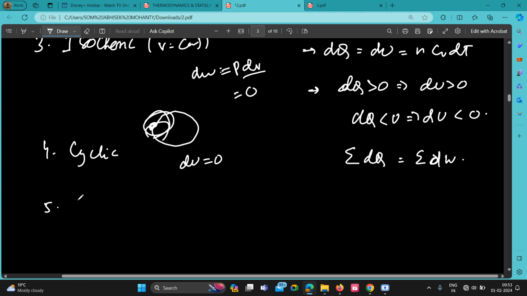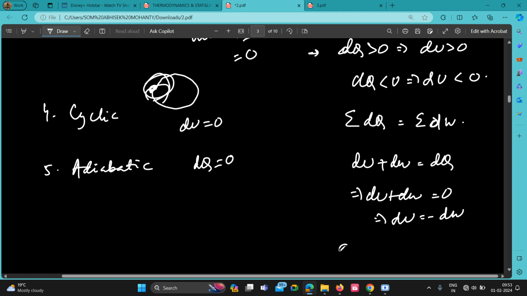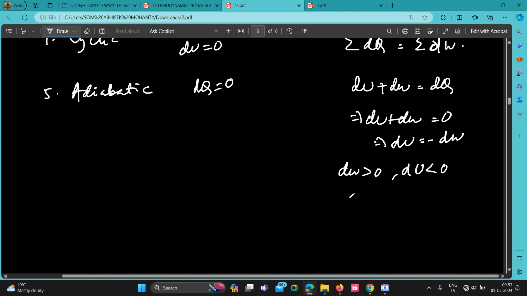Next is adiabatic. What happens? dU plus dW is equal to dQ, we know. But in an adiabatic process, Q remains constant, so dQ is 0. So dU plus dW is 0. So dU is minus dW. So if dW is greater than 0, then dU will be less than 0. And if dW is less than 0, dU will be greater than 0, because there is a negative sign, so it changes the whole scenario here.